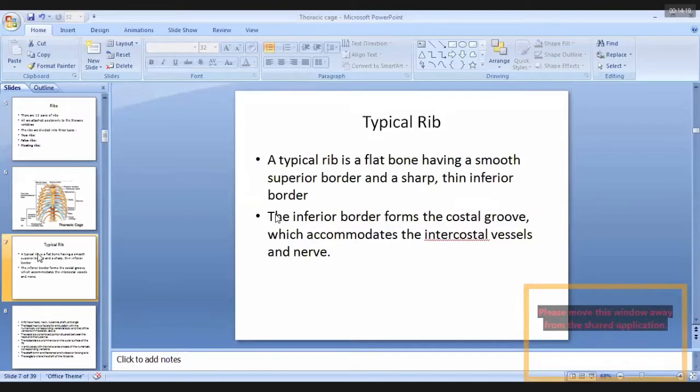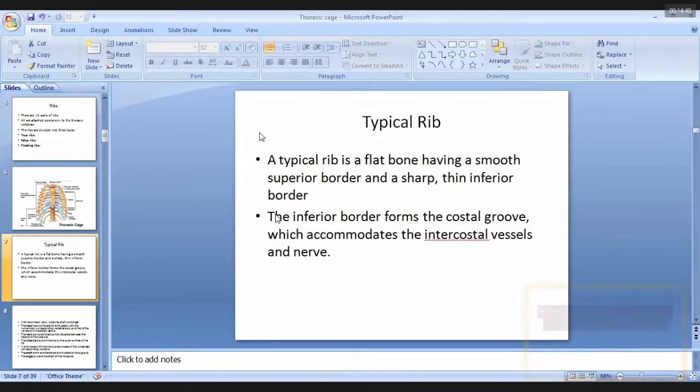Now, on the basis of the features of the ribs, they are divided into typical and atypical ribs. A typical rib has common features, and if some ribs have different features from those of the typical rib, they are known as atypical ribs. So first of all, we should know about the features of the typical rib.